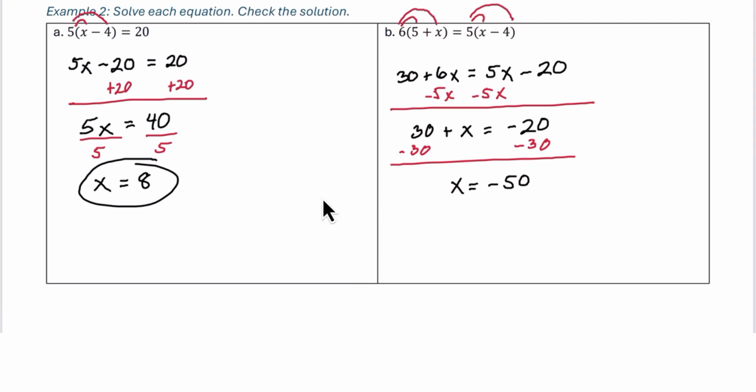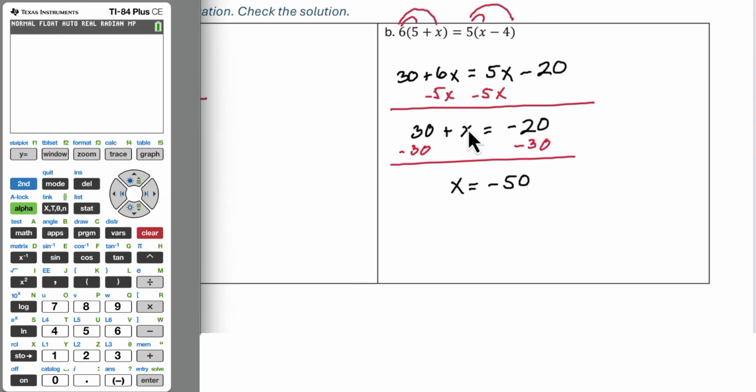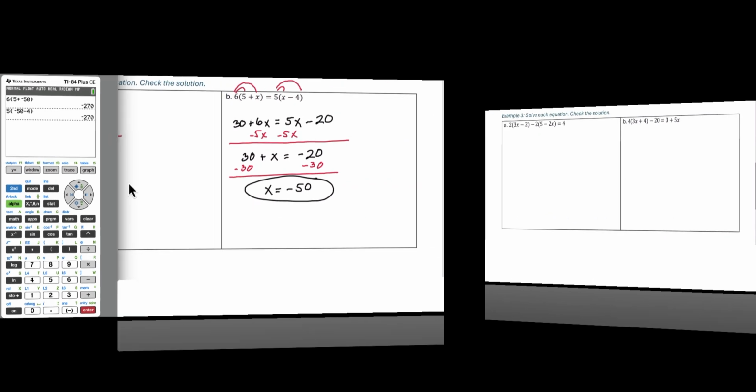We can now check this. Let's plug in negative 50 to the left side. 6 times (5 plus negative 50). And this gives us negative 270 on the left. Let's do the same thing on the right to see if we get the same answer. Plug in negative 50 for x. 5 times, replace x with negative 50, minus 4, close off the parentheses, and notice we get the same thing. That confirms that our answer is correct.